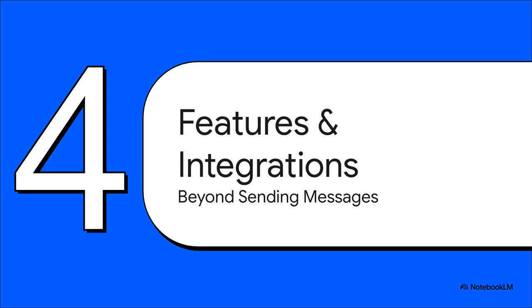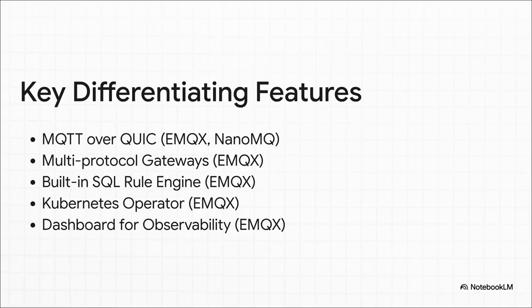Okay, so raw speed is key, but a modern broker does a lot more than just pass messages around. We've got to look at the features, the security, and the integrations that can literally make or break a project. And here, the differences get even clearer. Both EMQX and NanoMQ are pushing the envelope with MQTT over QUIC, which is a newer protocol that works way better on shaky networks like cell service.